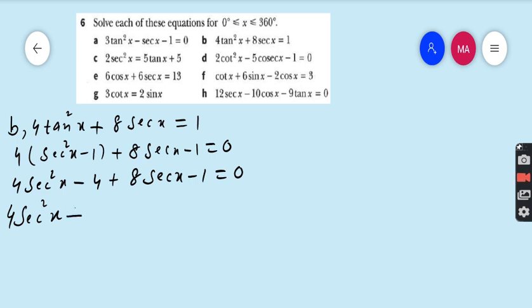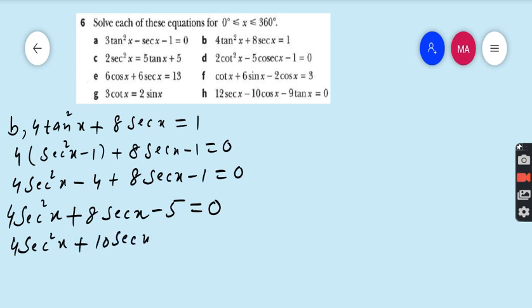4 sec square x plus 8 sec x minus 4 minus 1 is minus 5 is equals to 0. So this is a quadratic equation with only one trigonometric function. It can be factorized. 5 4s are 20, 10 2s are 20, and 10 minus 2 is 8. So 4 sec square x plus 10 sec x minus 2 sec x minus 5 is equals to 0.